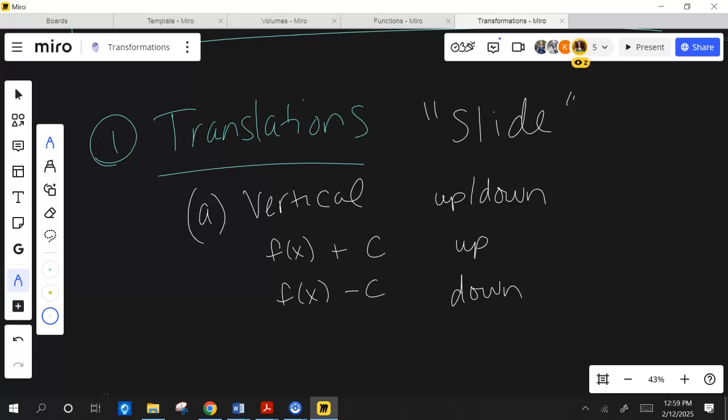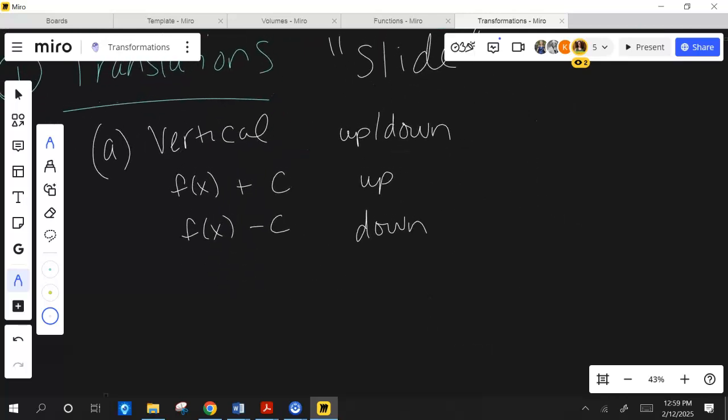Do y'all remember doing this? Yes. Okay. It's all of the points in the function. So let me show you.